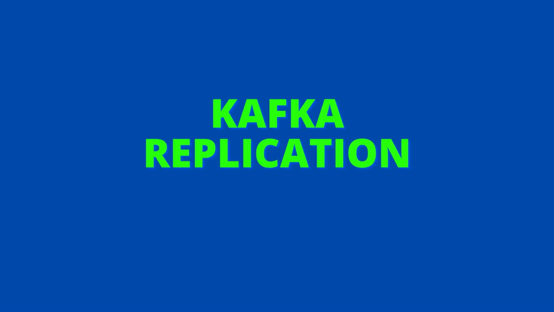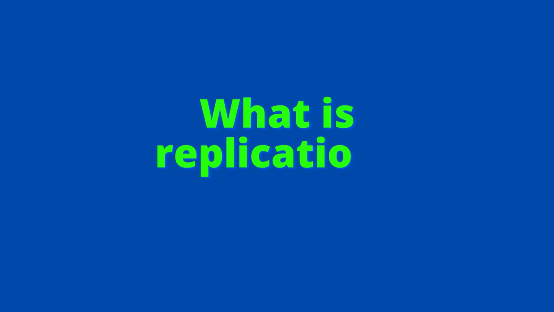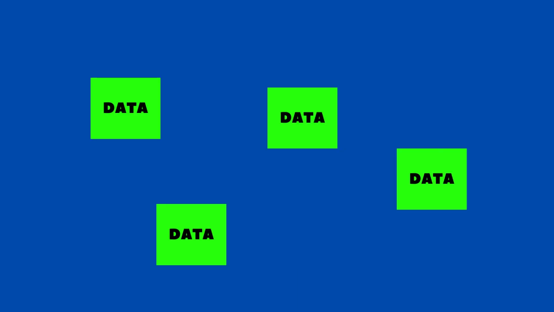Today we are going to talk about replication in Kafka. So what is replication? Replication basically means keeping a copy of some data on multiple machines, and then these machines are connected over a network. So why do we even bother with replication? Well, it has a few very important advantages.